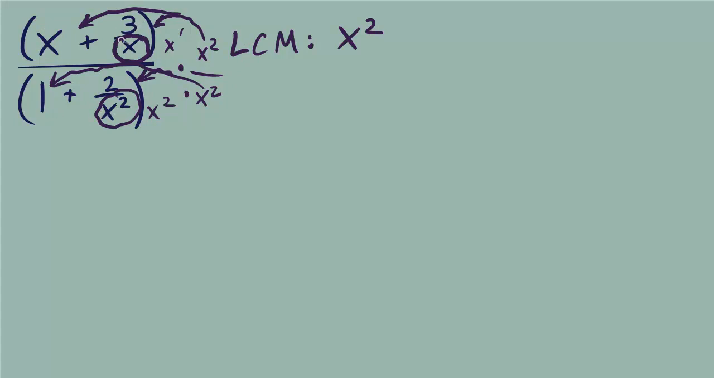Now when it comes to these smaller fractions, we are interested in seeing the denominators get canceled. And where we don't have fractions, we're just going to go ahead and multiply. Let me rewrite the multiplications we're going to do.